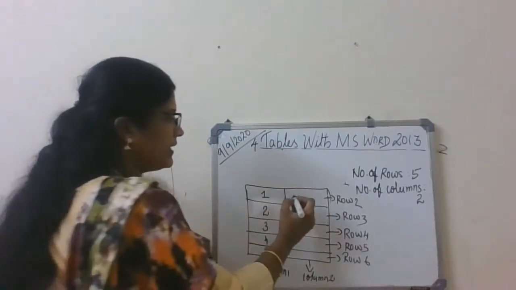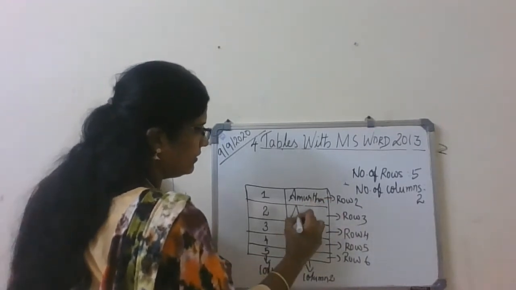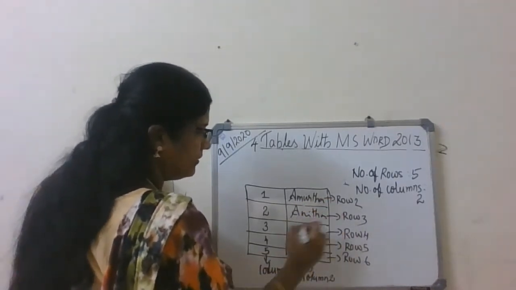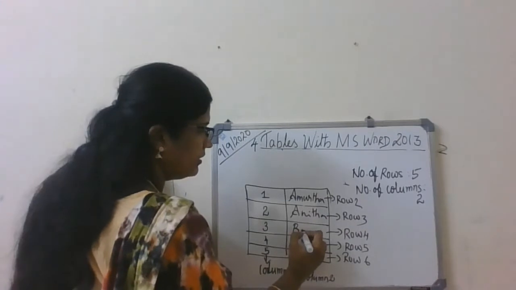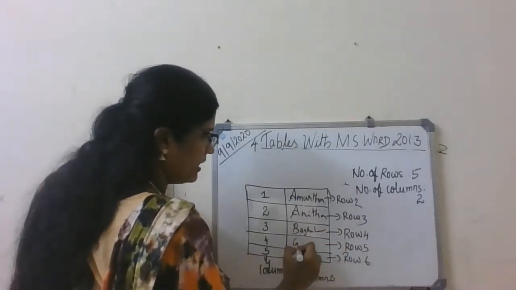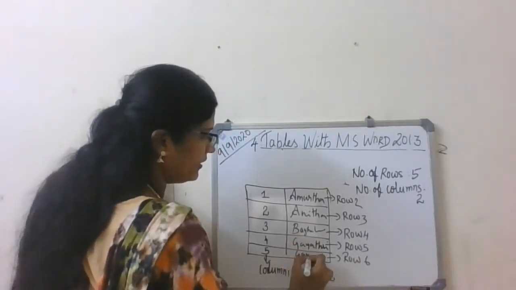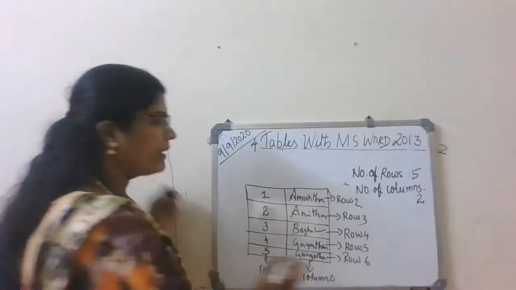Okay, here writing Amruta, Anida, Bhagyalakshmi, Gayatri, Gangotri. So the names I have written.